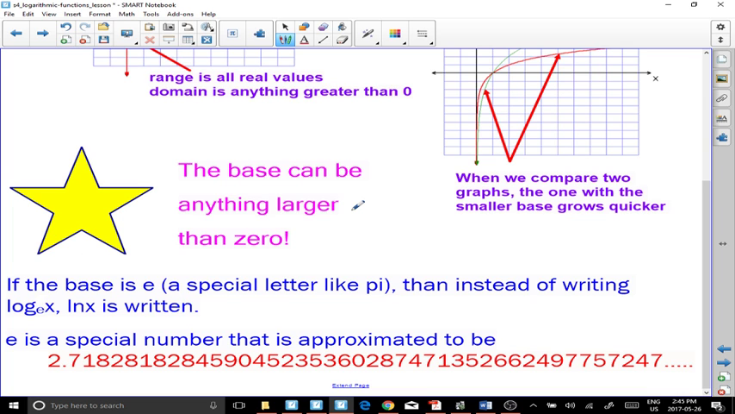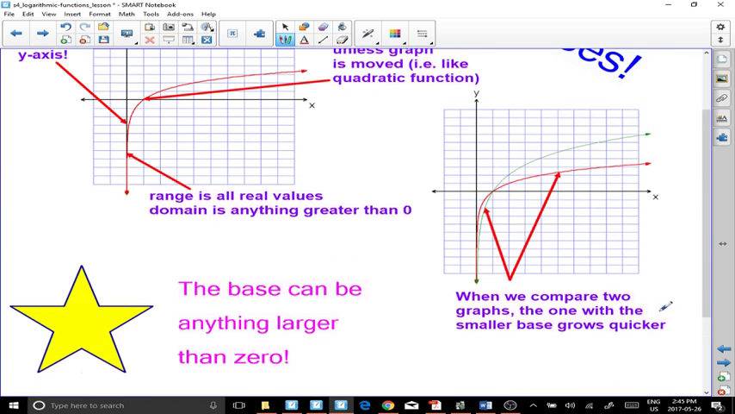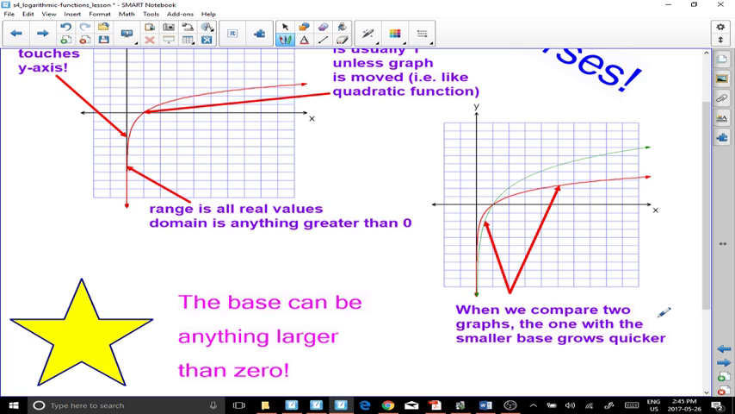And if we're going to compare two graphs, like say the log base 2 of x and the log base 3 of x, the one with the smaller base grows quicker. So of the red and the green graph graphed together on the right side of the page, the green graph is going to have a smaller base. We might not know what that base is, but it's going to be smaller than the base of the red curve. Okay?